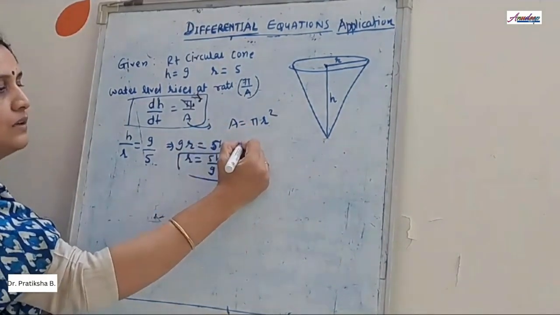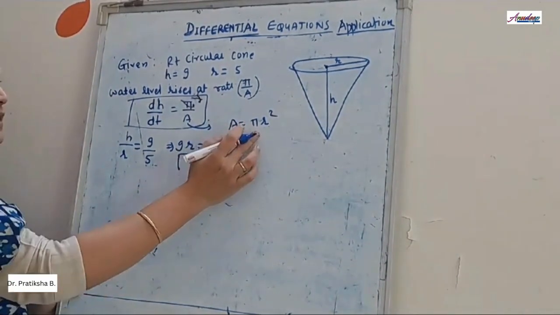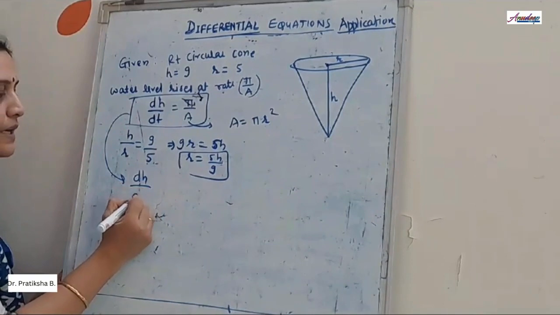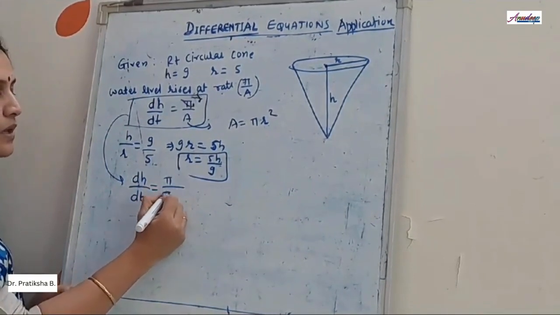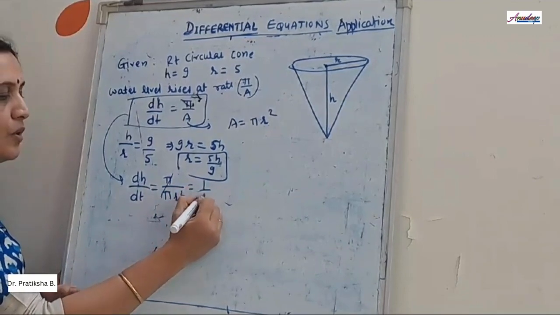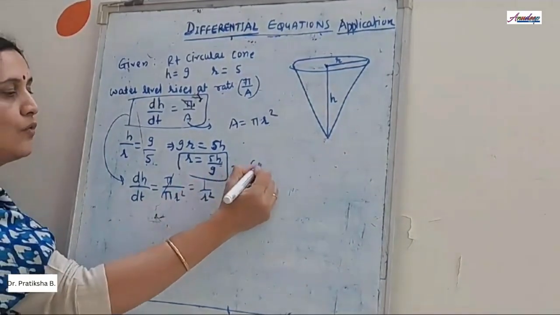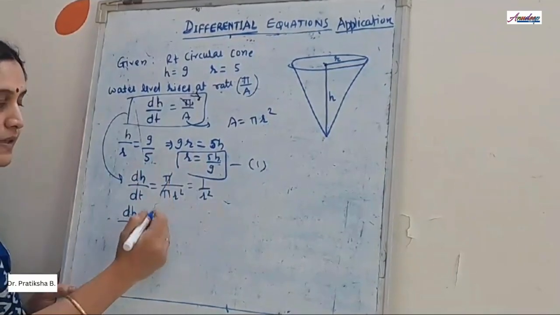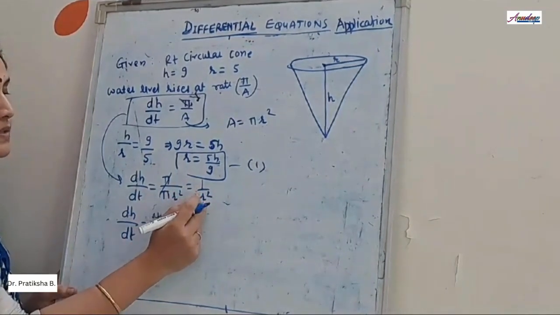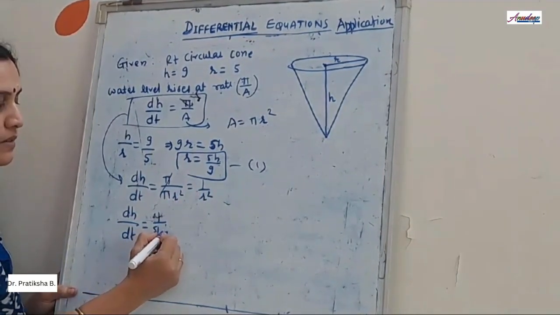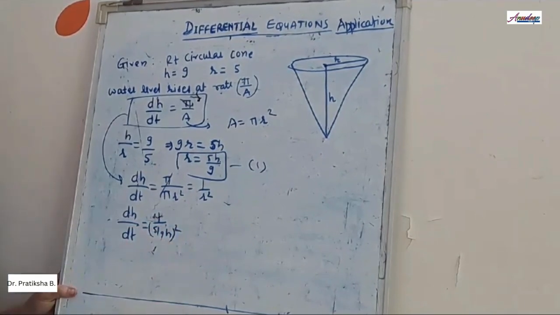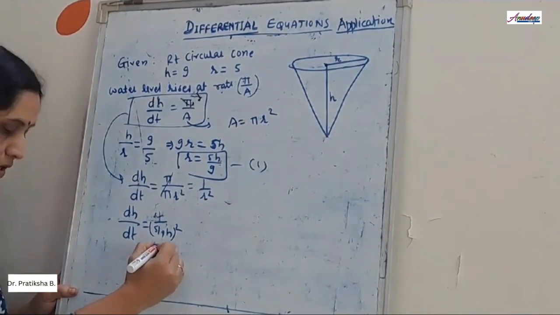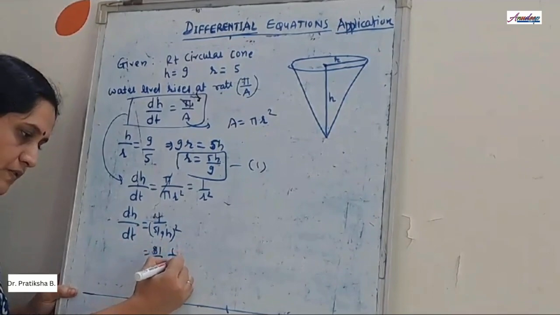Yes, I can. So what I can write here is, I can replace this A here. So this dH by dt will become pi upon pi r square, that is 1 upon r square. But I know the value of R from equation 1. When I substitute that value, what I will be getting is 1 over, now what is the value of R? It is 5 upon 9 into h, the whole square, right? So it is nothing but 81 upon 25 into 1 upon h square.